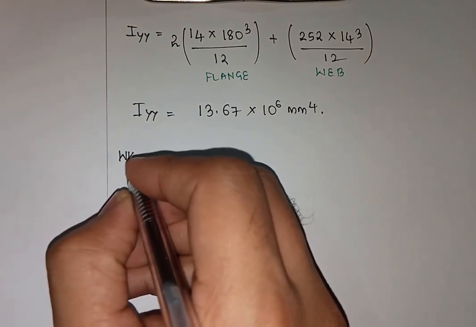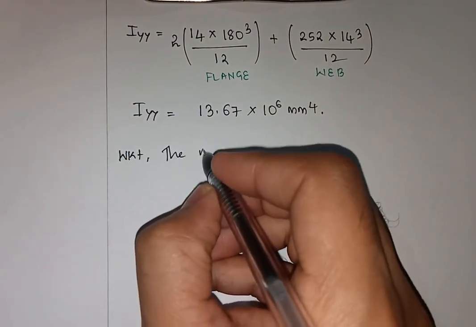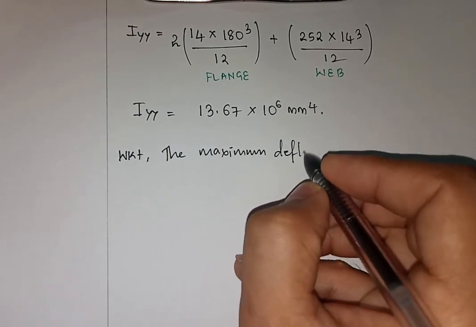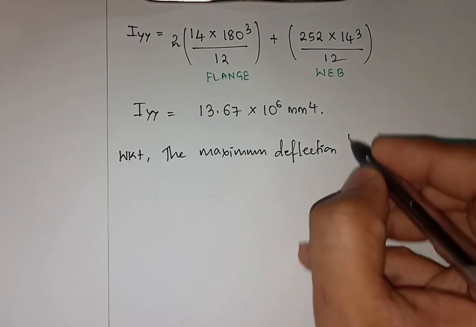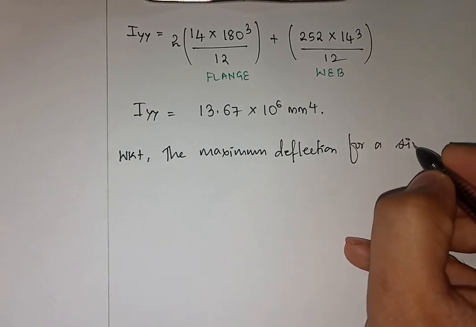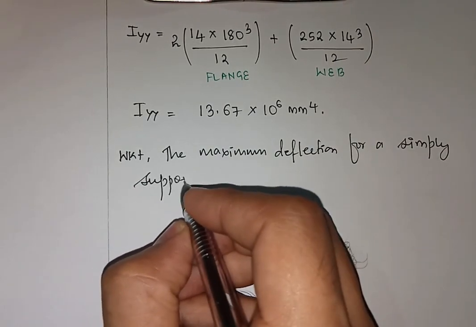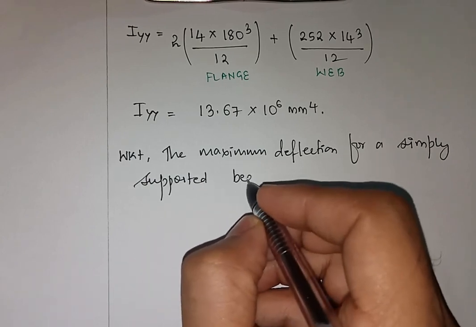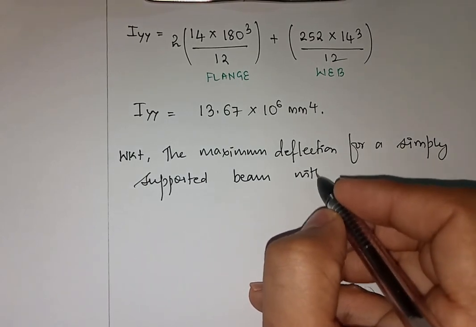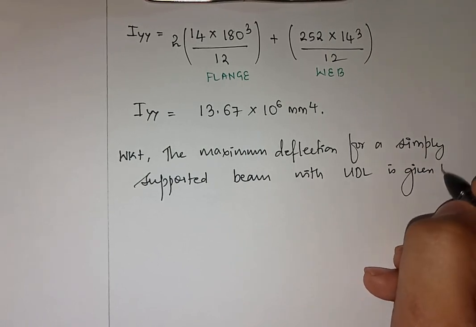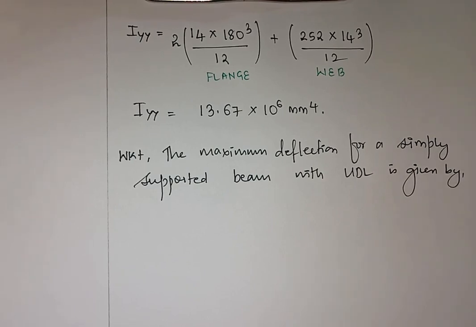So now we know that the maximum deflection for a simply supported beam with UDL is given by, okay, all these are standard formulas, you need to remember them. I have also given you the list in the chapters SFD and BMD, so you need to remember them.